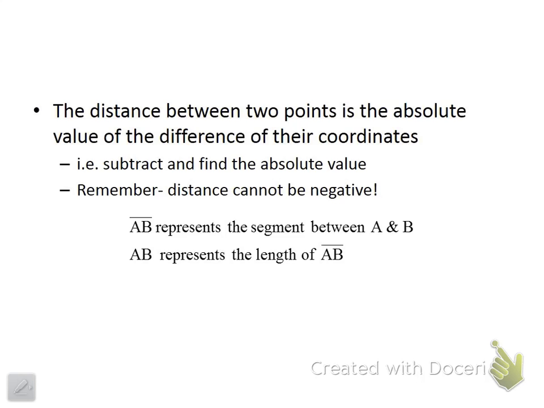Okay, so AB with a line on it represents a segment between A and B. So again, that's like if I had AB. So AB represents the length of AB, so it's without the line on it.